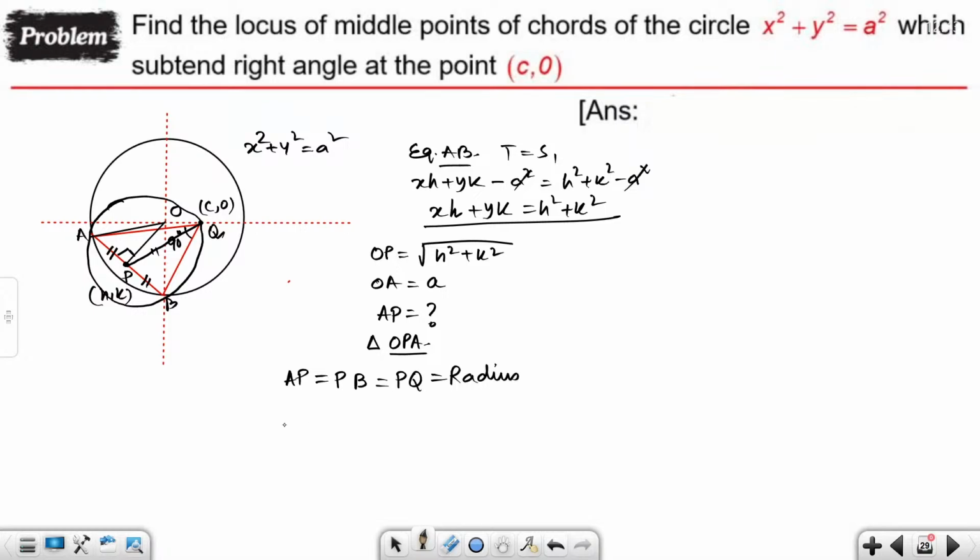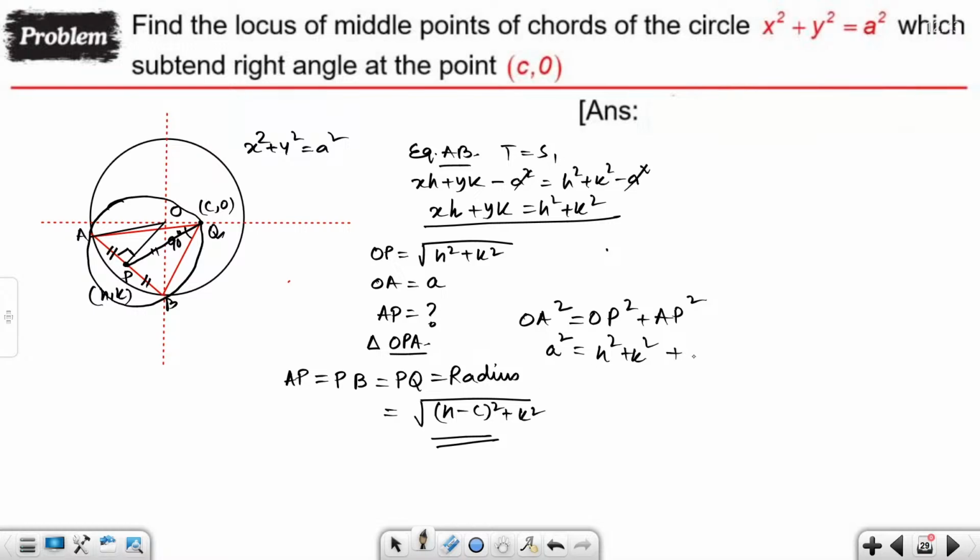Am I correct? And therefore, PQ will give us nothing but root over (h minus c) whole square plus k square. And that's exactly what AP is all about. Now I can use the Pythagoras theorem in the triangle OPA to say that OA square is equal to OP square plus AP square. OA square is basically a square, which is equal to OP square. OP square is h square plus k square. And AP square is (h minus c) whole square plus k square.